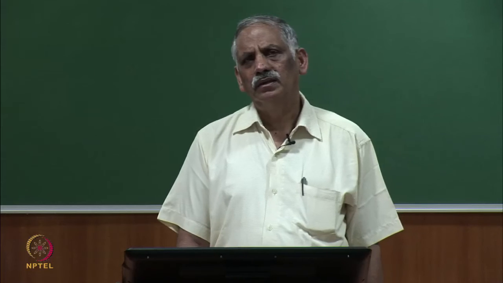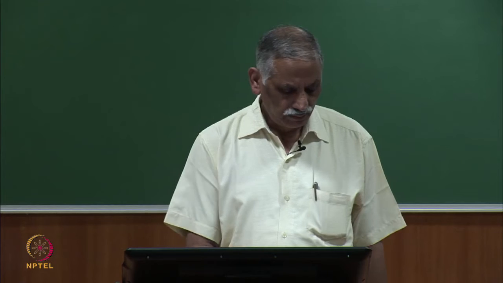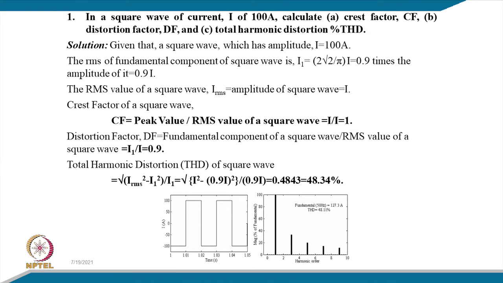We would like to quantify some of these quantities through numerical examples, and this is the first example, where we will refer to all these parameters and variables we were talking about in power quality problems. Taking a waveform different from a sine wave, a square wave of current I of 100 ampere, as you see here. Calculate the crest factor, distortion factor, all of which we will define and then calculate, and total harmonic distortion. You can see this square waveform here, and its harmonic spectrum also.